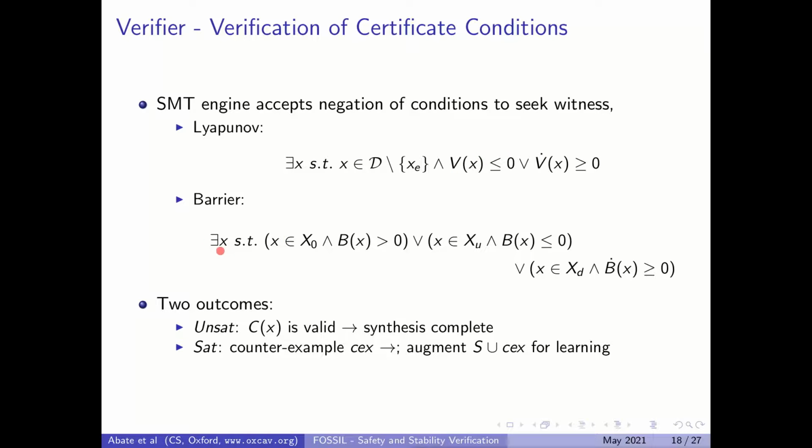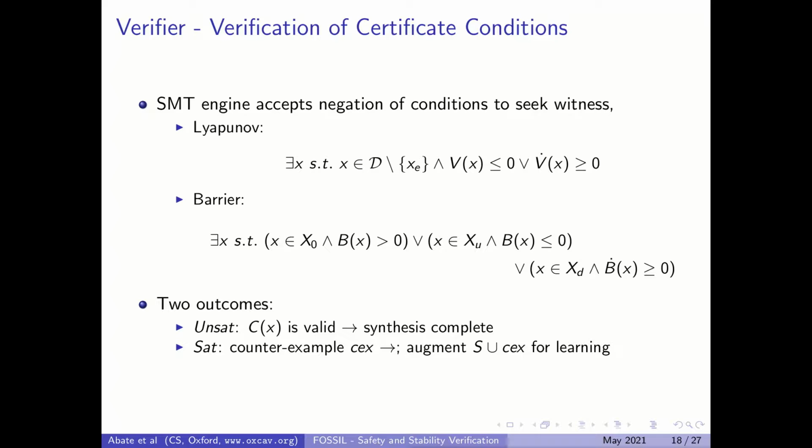Similarly, for the barrier case, we ask it to find an x such that we are positive in the initial set, negative in the unsafe set, or where the time derivative is not negative where the barrier function is equal to 0. And of course, there are two key outcomes here. The first is that the SMT solver determines that the formula it's provided is unsatisfiable. This would mean that there's no point in our domain where our certificate conditions are invalidated, or in other words, our certificate is valid, we've completed synthesis, and we've certified the stability or the safety, depending on what we were looking at.